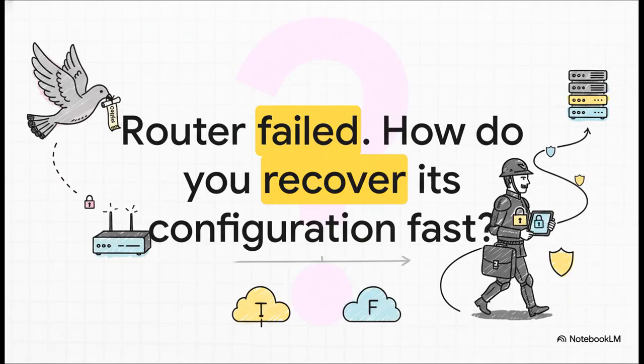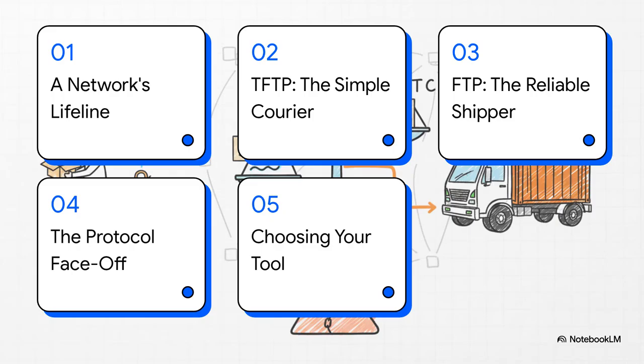Okay, picture this. It's a Tuesday afternoon, and your main router just dies. Total silence. Panic starts to creep in, right? You've got a backup of the configuration, thank goodness, but now you have to get it onto the replacement device, and you need to do it like yesterday. This is where knowing your tools isn't just helpful, it's absolutely critical. The choice you make right here, in this moment, could be the difference between a 5-minute fix and a full-blown outage.